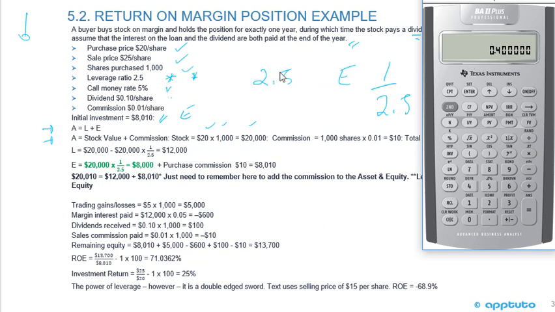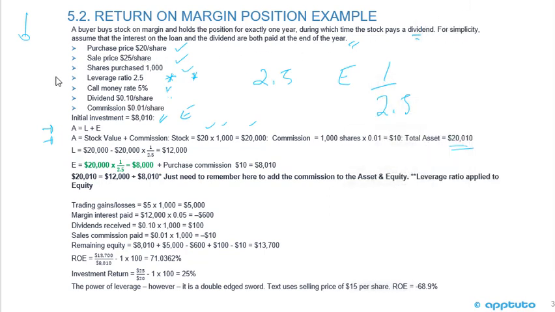In these types of questions, they can give you the initial requirement as a percentage, like 40%, or they can give you a leverage ratio of 2.5. What is 100 divided by 40%? That's going to equal 2.5. So when the leverage ratio is 2.5, it means my initial margin requirement is 40%.